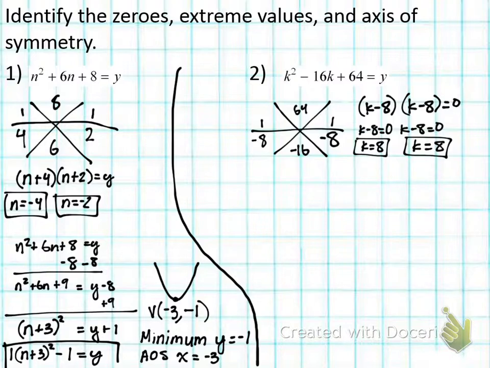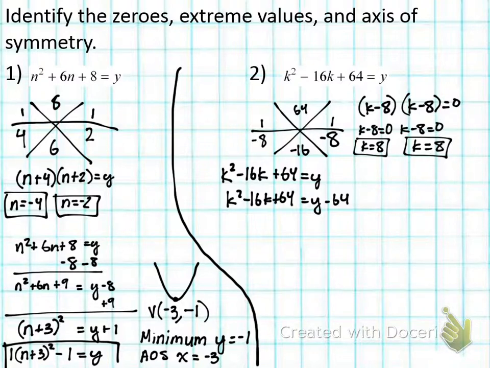Then we need to find out is it a minimum or maximum, and where is it, and also what's the axis of symmetry. So we take the original problem. We got k squared minus 16k plus 64 is equal to y. Subtract 64. We got k squared minus 16k is equal to y minus 64. Take half of negative 16. What's half of negative 16? Negative 8. Negative 8 squared is 64. So we got 64 here, and add 64 here.